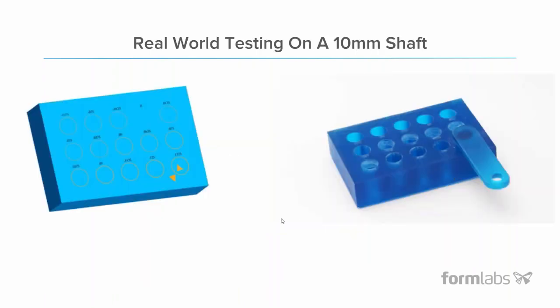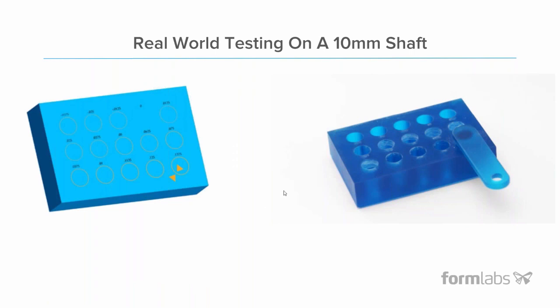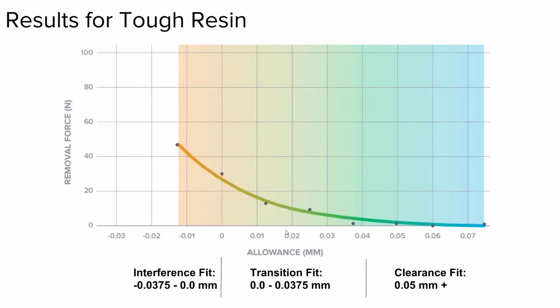So we did a real world test here of a 10 millimeter shaft, peg and hole, similar to what we set up in this diagram. And with varying tolerances, what we're really looking at here is how much force it takes to remove the peg from the hole as we vary the tolerance of the hole. And you can see that data plotted across a chart here for our tough resin. We're going to look at it in two different resins, in tough and in a durable material.